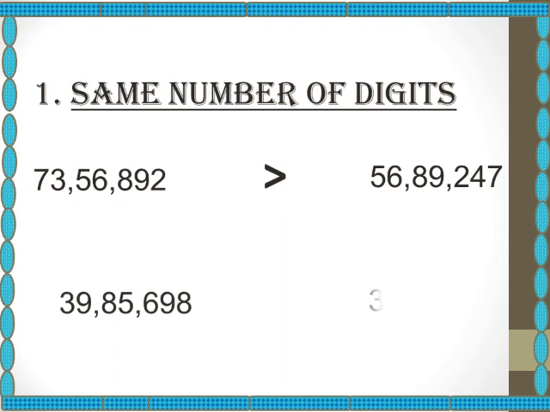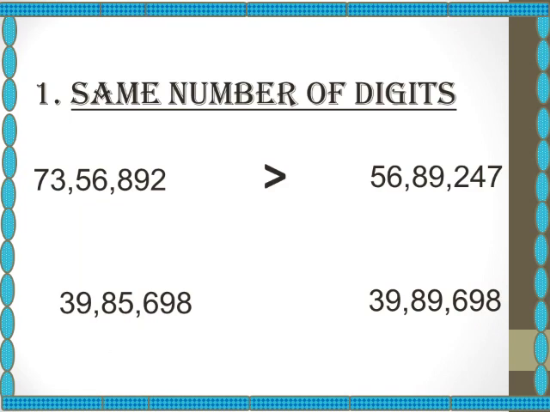39,85,698 is one number. 39,89,698 is the other number. Here, both the numbers have the same number of digits. How many digits are there? 7 digits each. Now you see the first digit here is 3. On the other side the digit also is 3. So go to the second digit. It is 9 here and again it is 9. So 39 here, and they are also 39. So what should you do? You should move on to the next digit.